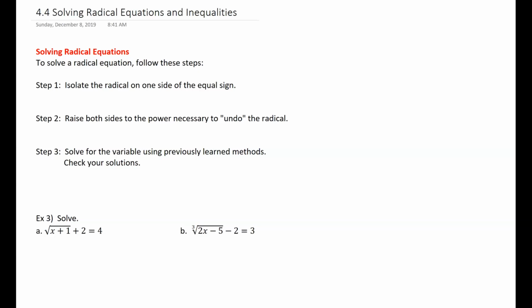Solving a radical equation. First thing you want to do is isolate the radical on one side of the equal sign. Once you've isolated it, you're going to raise both sides of the equation to whatever power you need to undo the radical. If you are trying to undo a square root, you'll square. If you're trying to undo a cube root, you cube, and so forth. And then the third step is to solve the variable using all the methods you have already learned. And then with that, once you have a solution, make sure that you check it because not all solutions will work. Some will be extraneous.